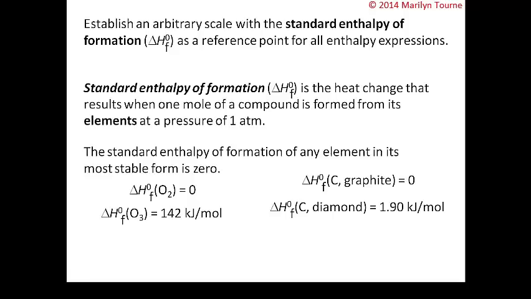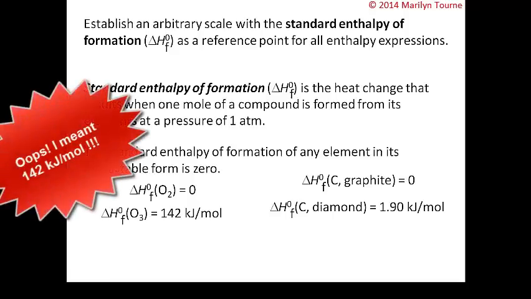So you have the change in the standard enthalpy of formation. By convention, the standard enthalpy of formation of any element in its most stable form is 0. For example, oxygen is a diatomic molecule. O2 is its most stable form, so the standard enthalpy of formation is 0. Ozone, O3, is not in its most stable form, and that actually has a value. It's 152 kilojoules per mole.